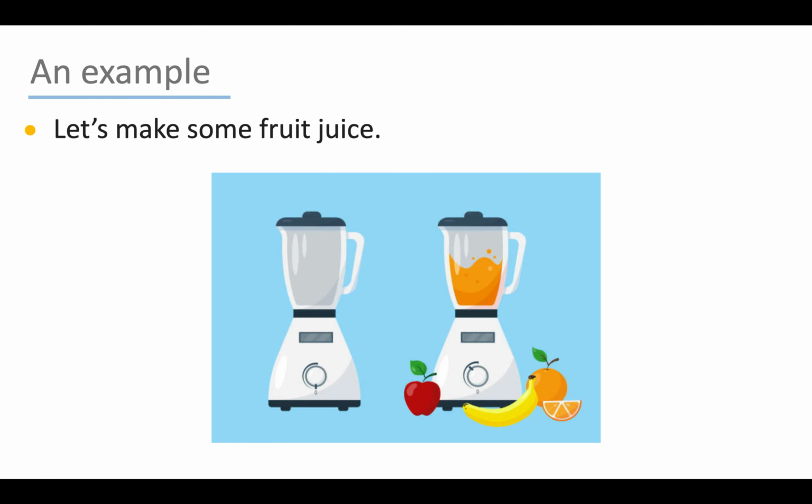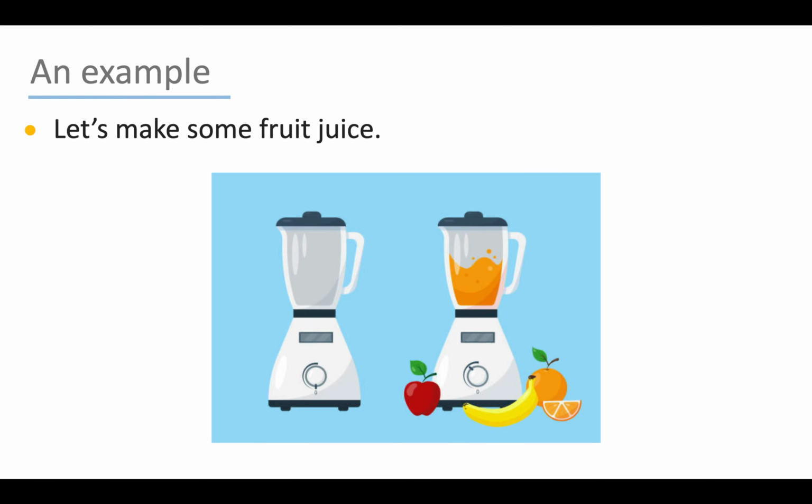Just like this blender has a specific function of blending things, we have functions in the code that perform some specific task depending on the working of that function. And just like the blender can be used multiple times, you can also use functions any number of times in a code. And if we talk about the attributes, just like the fruits, if you put orange, you will get some orange juice. If you put banana and milk, you will get some milkshake.